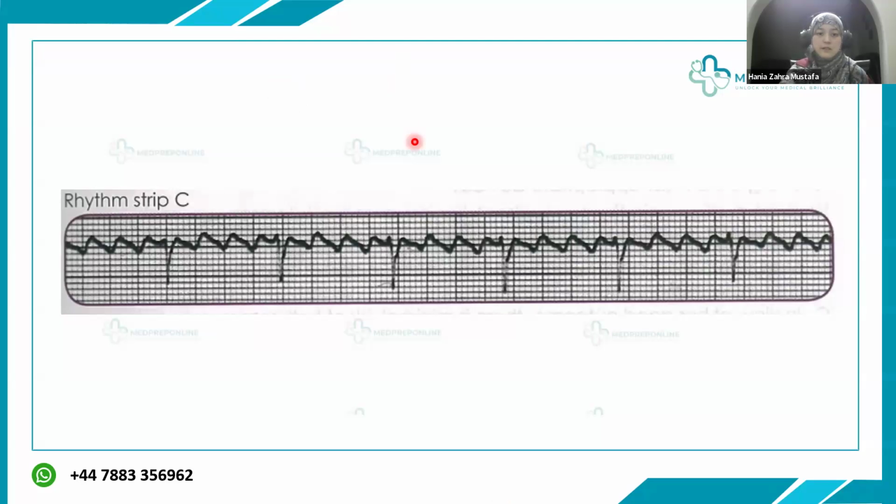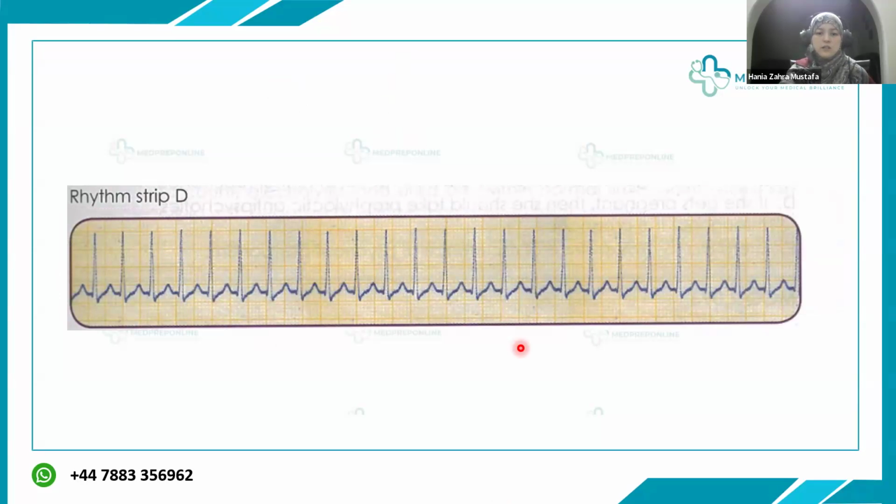Yes, this is atrial flutter. This is the typical sawtooth appearance of atrial flutter. This is not frequently tested, but it does come in the exam every now and then. But AFib is very frequently tested, and ventricular tachycardia as well. Moving on to the next one.